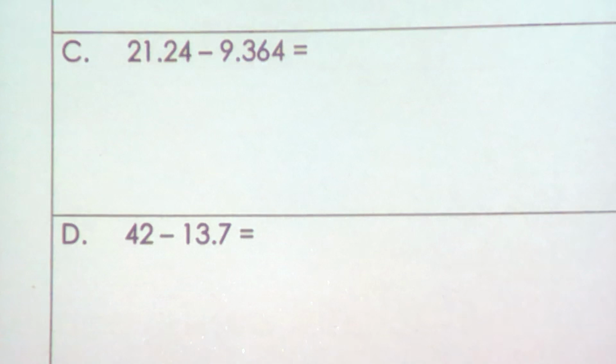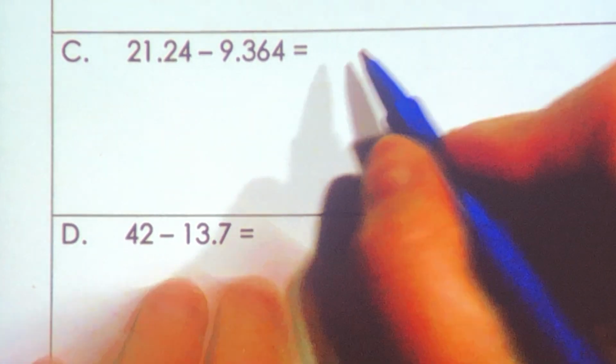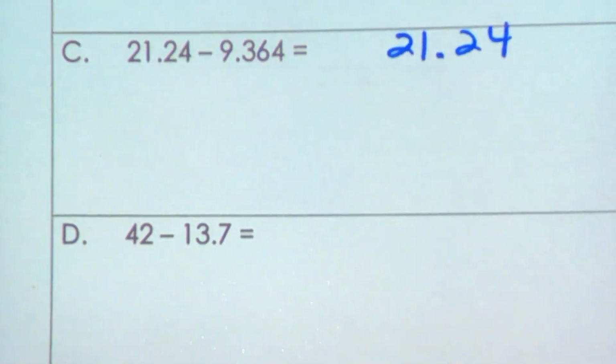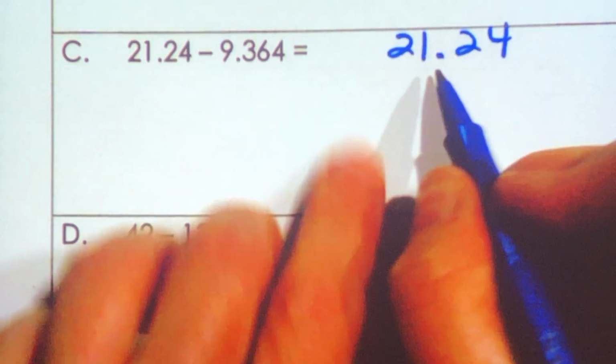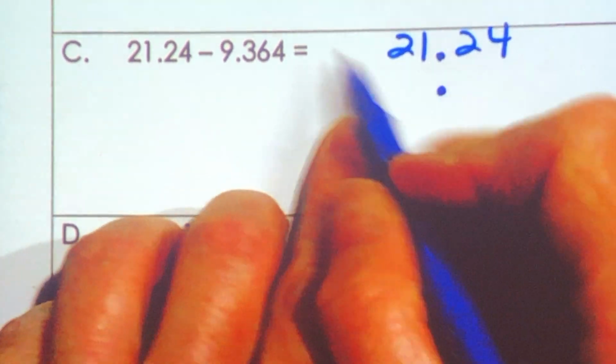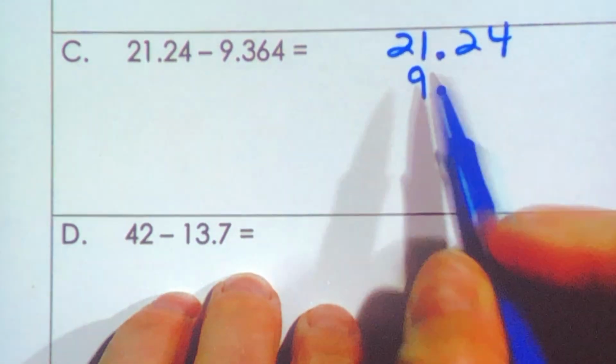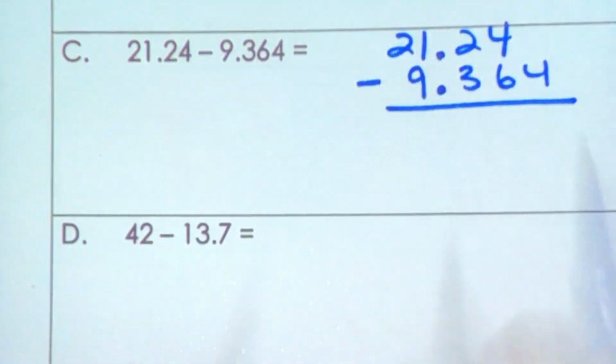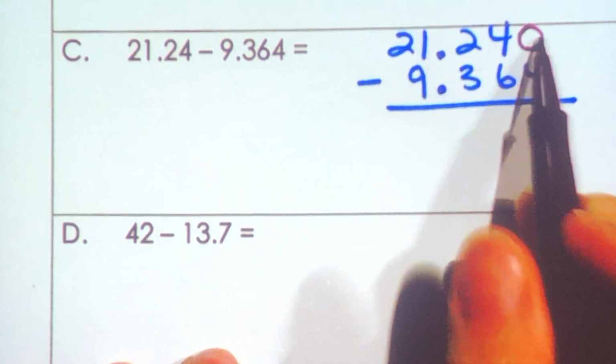I have 21.24 minus 9.364. Step 1, line up your place values vertically. So my first number is 21 and 24 hundredths. I'm going to write that down. I want to subtract 9 and 364 thousandths. I'm going to line this up. I'm going to make sure my decimal points are lined up. This 9 should be right underneath that 1. And then I have 3, 6, 4. And this is a subtraction problem. Maybe you're noticing, oh, there's nothing above that 4. Yeah, you need to put a 0 above that 4. You can't take 4 away from 0.